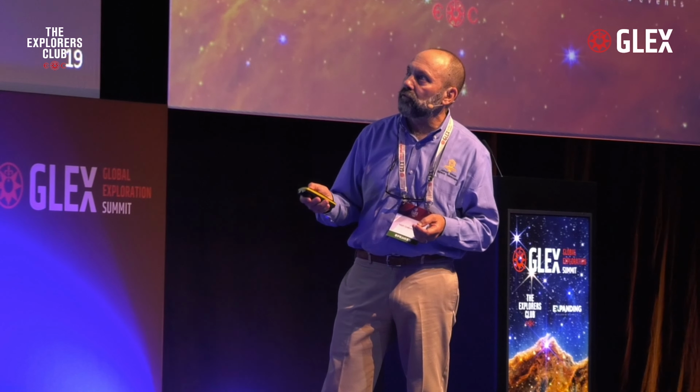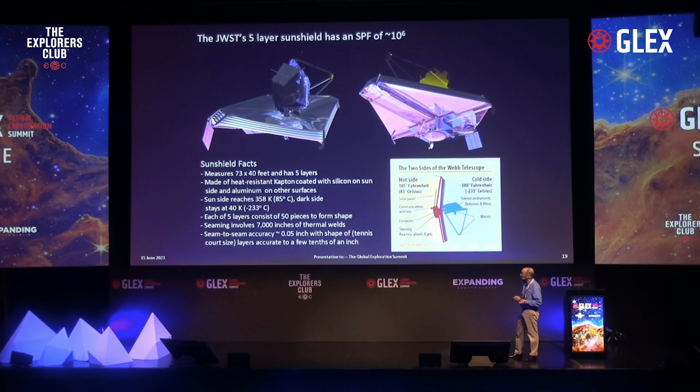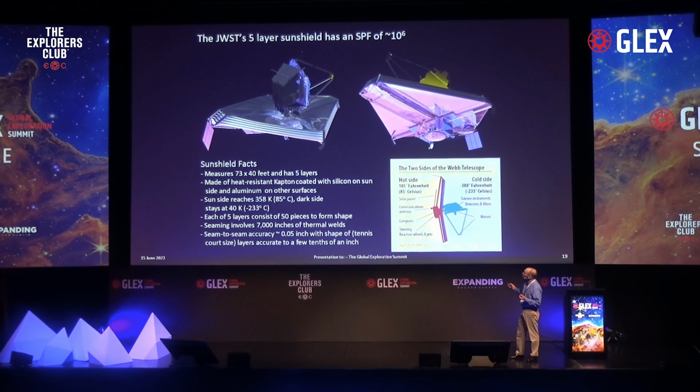It is literally the size of a tennis court, 70 by 40 feet. It has 5 layers that give it an SPF of 1 million. If you had this thing on the beach, it would be very well protected. Each layer is made of a heat-resistant plastic-like material called Kapton. Each layer is thinner than a human hair. The sun-facing layer is coated with silicon, so it really looks pink in reality, and the rest of the surfaces of all the layers are coated with aluminum.